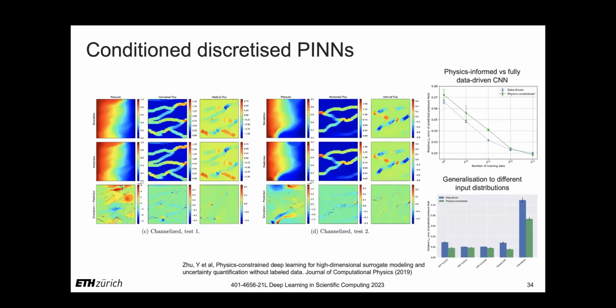So they do this, and you can see it works really well. You give it a different channelized system as input, and it's able to predict fairly accurately compared to a ground truth simulation.